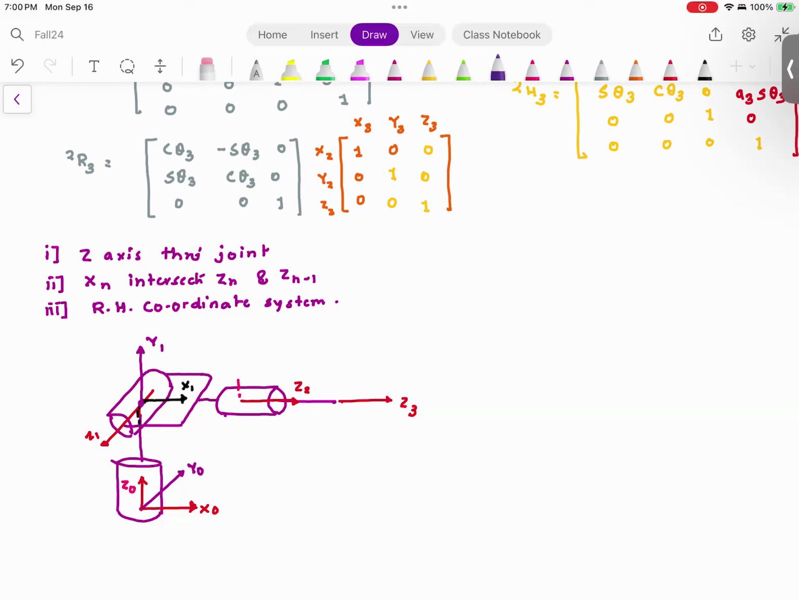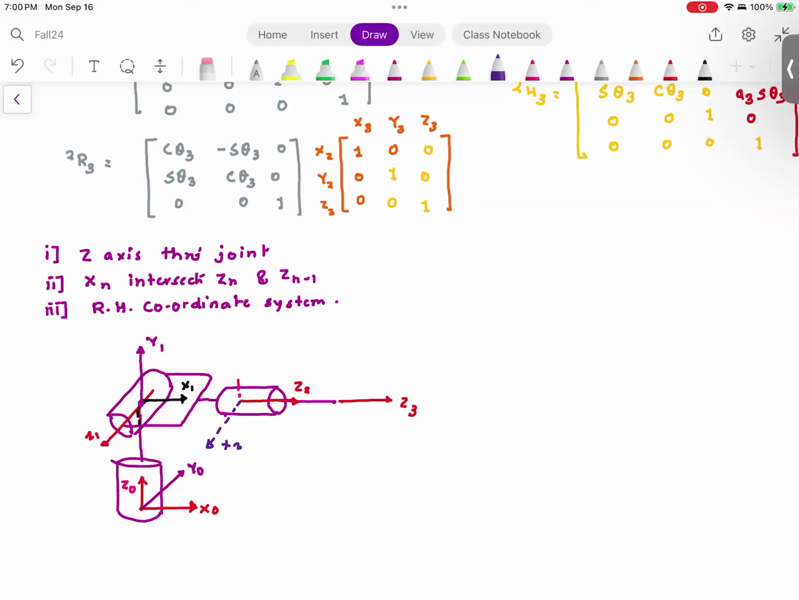How about this? So now everyone understands that we are helpless. No matter what we do, our X2 is not going to intersect Z1. Which means the rule number 2 that I have shown here will not be satisfied no matter how I draw it. Everyone understood this? Yes. So this is where you have an exception to the rule. This is a very important case.